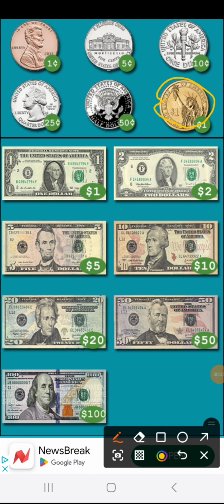Even I know this is a penny, okay? That's like, I say same color, but not really. It's gold. That's bronze. Penny is bronze. Dollar coin is gold. Okay. Circle the dime. Where's the dime?